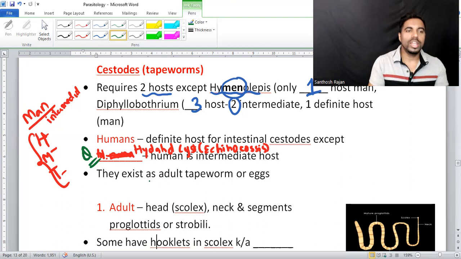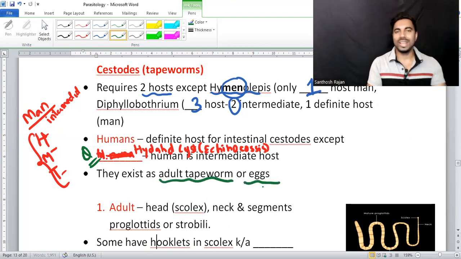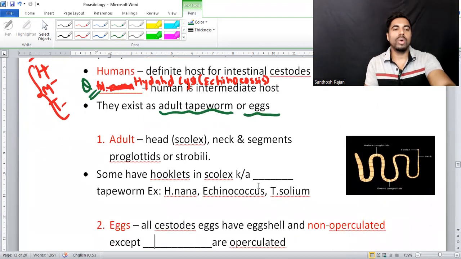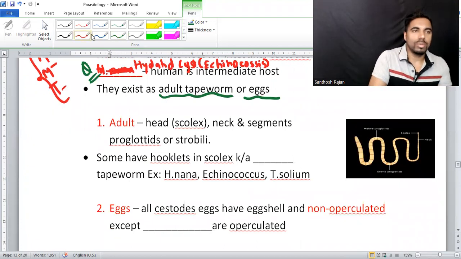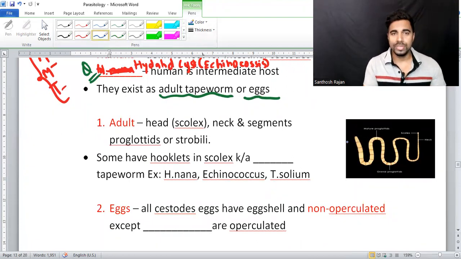Okay, so they exist in the adult tapeworm or egg form. How does the adult form look? See, this is the adult form. You must have seen it in a stool sample. See this picture, how it looks. It's like a tape only. It just looks like a tape.